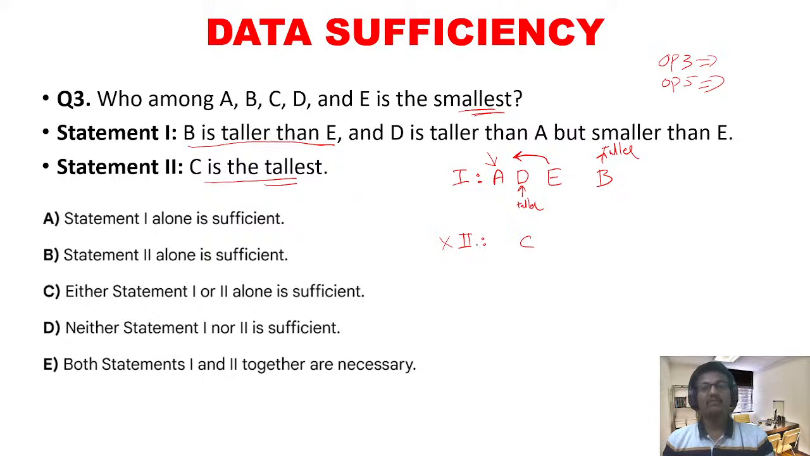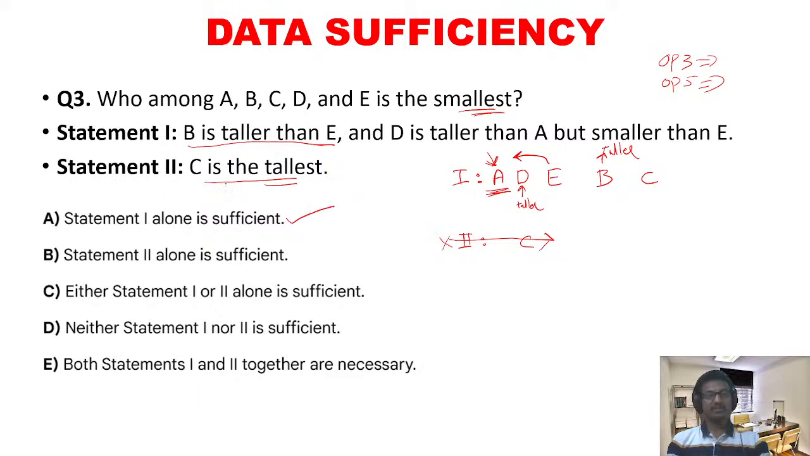Okay, but statement 2 just provides where C stands. So even if C is the tallest one, this doesn't affect identifying the smallest one. Still, the smallest person is A only. So that means without statement 2's interference, you are able to identify the smallest person, A here. That's why statement 1 alone is sufficient to find the answer.